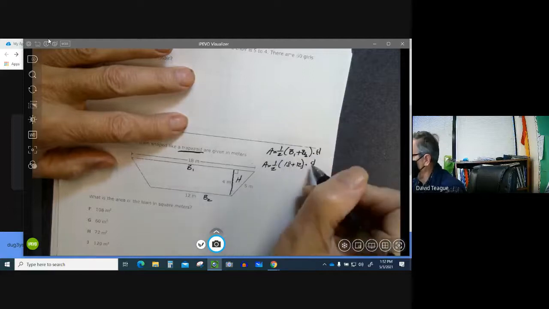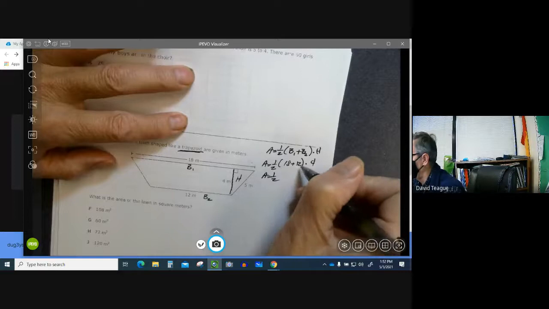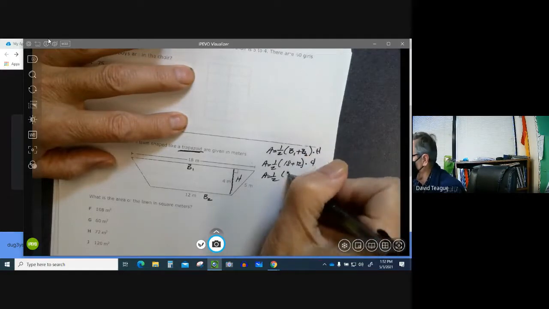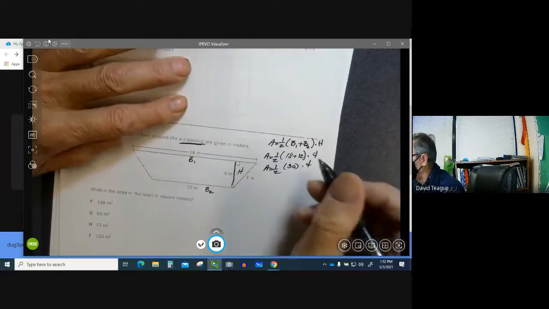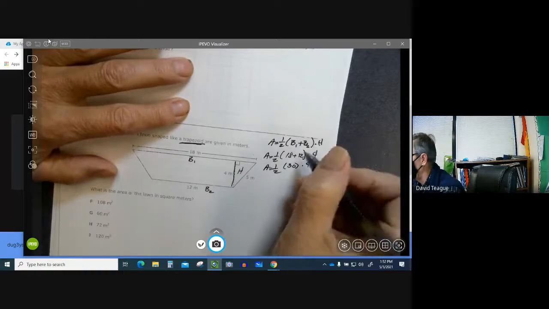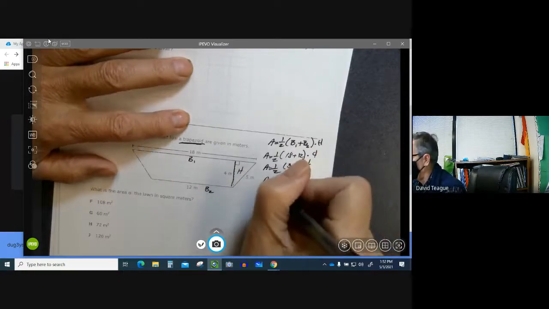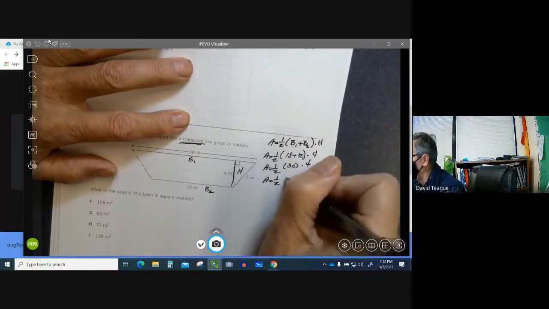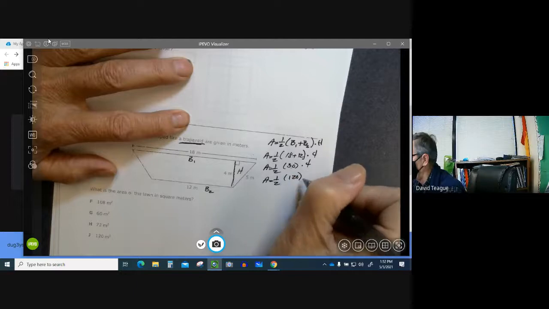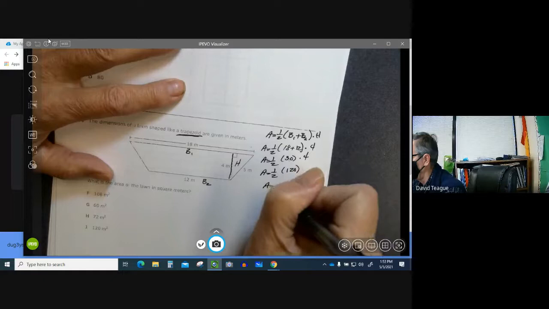Okay, so let's put those two together. Area is equal to 1/2 (18 plus 12). That's 30. So I have 30 times 4. This is just the way I was taught: you do one thing, then you rewrite the line and do another one. So area is equal to 1/2, and 30 times 4 is 120. So now I have 1/2 of 120. Well, half of 120 is 60.